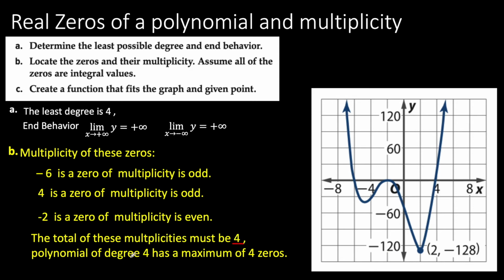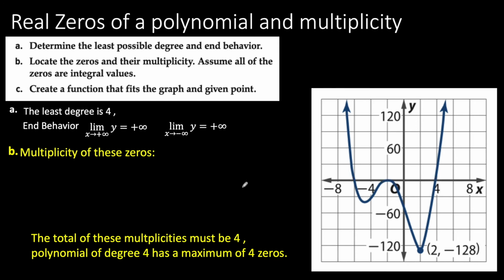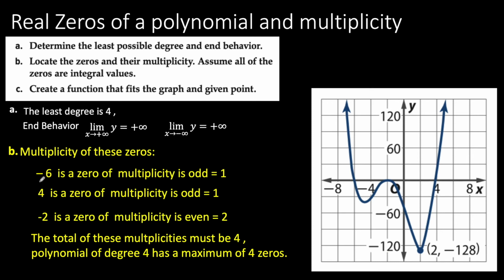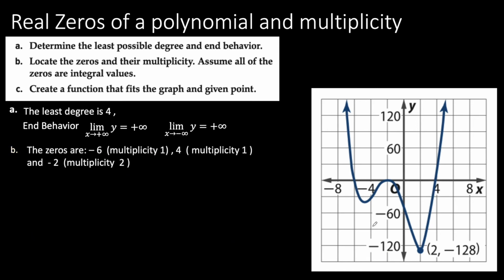The total of the multiplicities must be 4. Why? Because the polynomial is of degree 4, as we said, so it has a maximum of 4 zeros. This point is a zero and the other one is a zero. This one counts as 2 because its multiplicity is 2. So -6 has multiplicity 1, 4 has multiplicity 1, and -2 has multiplicity 2. The total is 2 plus 1 plus 1 equals 4. So we are done with the zeros and the multiplicity.